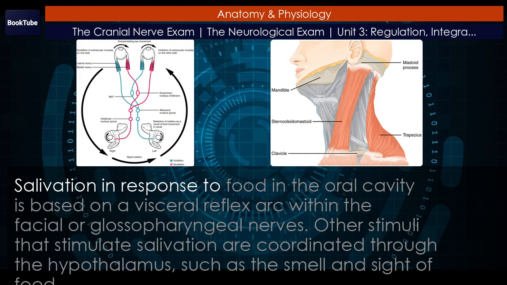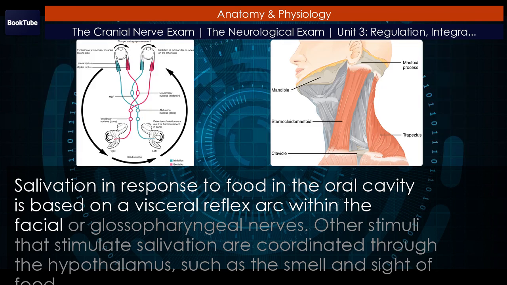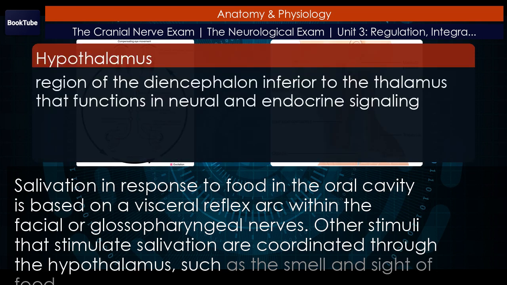The parasympathetic fibers of the glossopharyngeal nerve synapse in the otic ganglion, which projects to the parotid gland. Salivation in response to food in the oral cavity is based on a visceral reflex arc within the facial or glossopharyngeal nerves. Other stimuli that stimulate salivation are coordinated through the hypothalamus, such as the smell and sight of food.